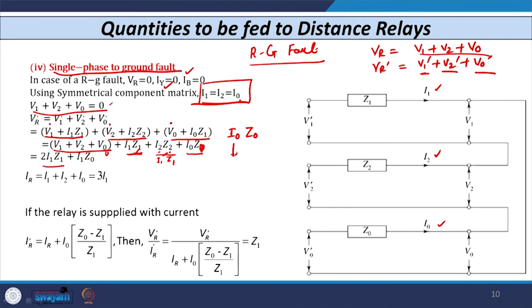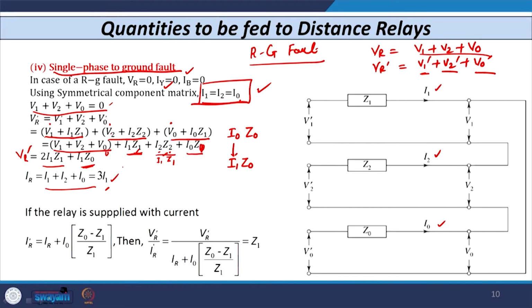So, I0 that is equal to I1. So, it is basically I1 Z0. So, that term is here. This we have to give to the relay, that is VR dash. Now, what is IR? IR is equal to I1 plus I2 plus I0, that is 3 I1, because all 3 values are equal. So, we have 3 I1.